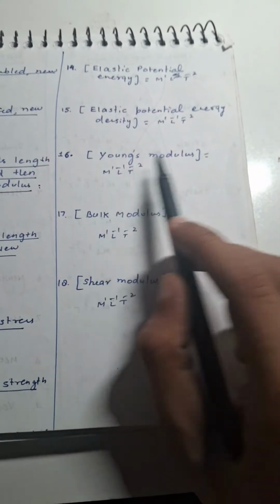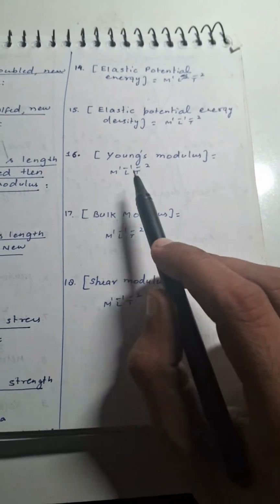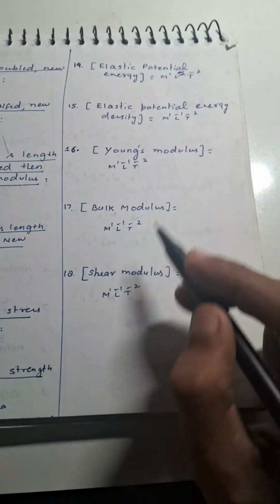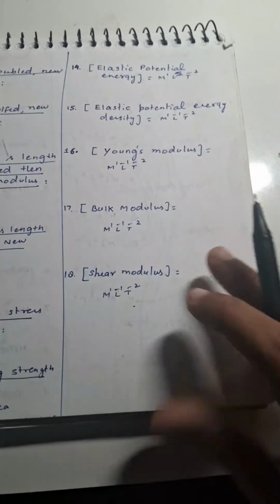Then we have the dimension of Young's modulus. It is again the same, M^1 L^-1 T^-2. For bulk modulus, it is also the same. For shear modulus, it is also the same.